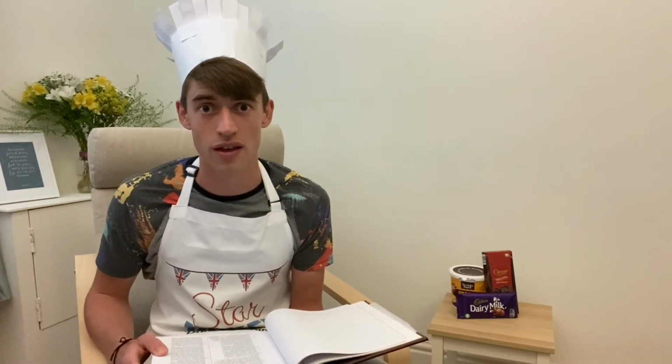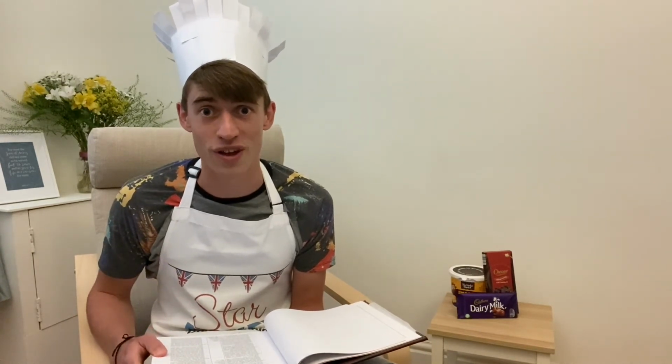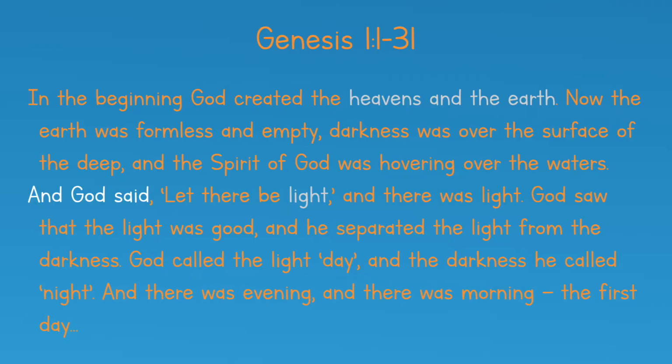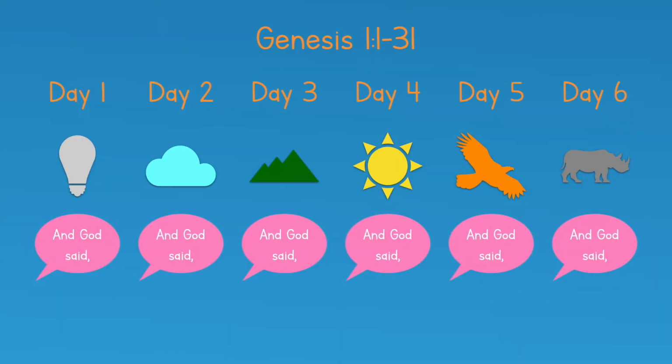And do you remember? When I made my brownies, I had to use some special ingredients. But God doesn't use any special ingredients. He doesn't use any ingredients at all. He created everything out of nothing. And he didn't even need any tools. No wooden spoon for the land. No whisk for the sea. No oven for the sun. No, instead he just speaks. Can you see it on the screen? And God said. He just used his words and created everything from nothing.